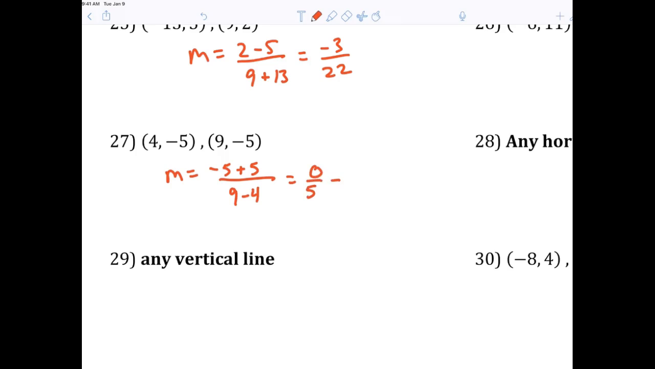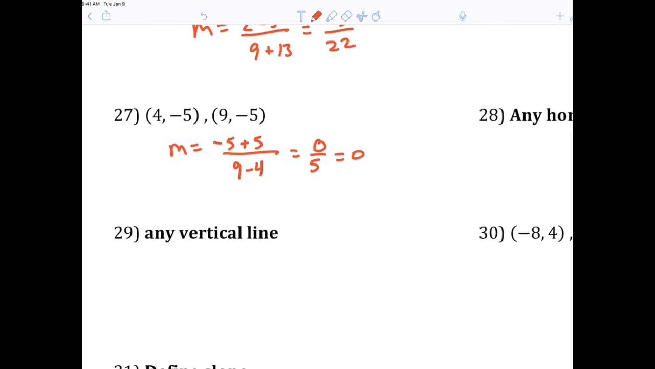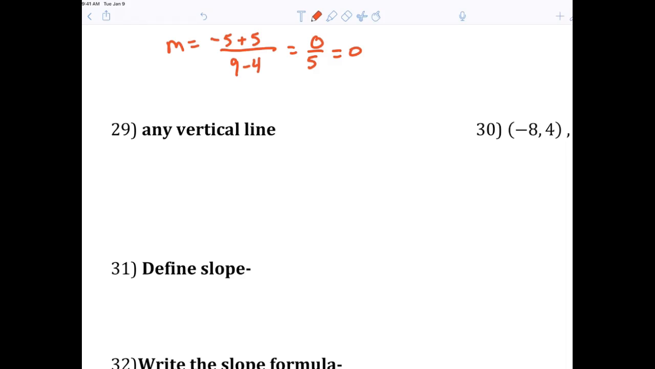0 over 5 equals 0. If it would be 5 over 0, it would be undefined. Yes, no solution. No slope. Right. Any vertical line would have a slope that is what? Undefined. All right. There is no slope. We say a vertical line has no slope.